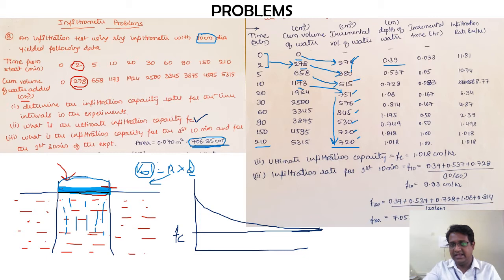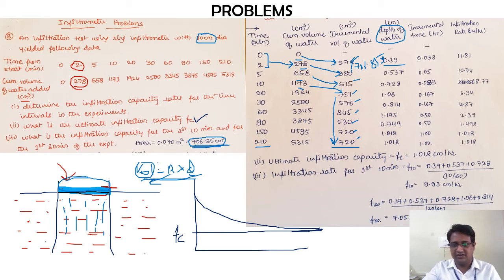So divide this by the area, that is 706.85. Yeah, so you will be getting the 0.39 value. Okay, so to get this depth, it is basically this simple cross multiplication just now what I have expressed. So the same thing is being utilized over here.